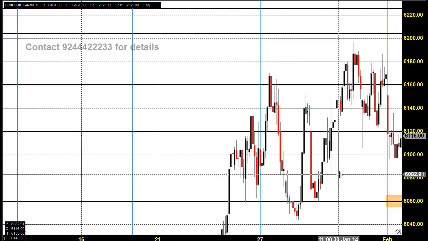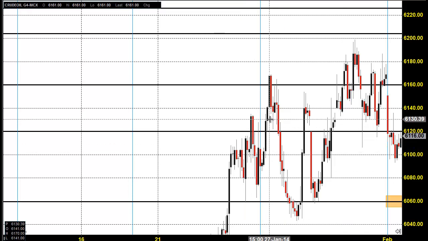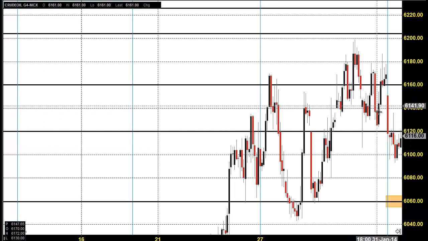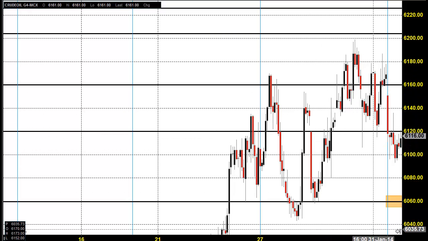As a follower of our video presentation and as our client, you all know that every Monday we have weekly analysis. For weekly analysis, we use the 1 hour chart. That means every single candlestick here represents 1 hour. Whenever I place the cursor on any particular candlestick, you can see the date and time below.